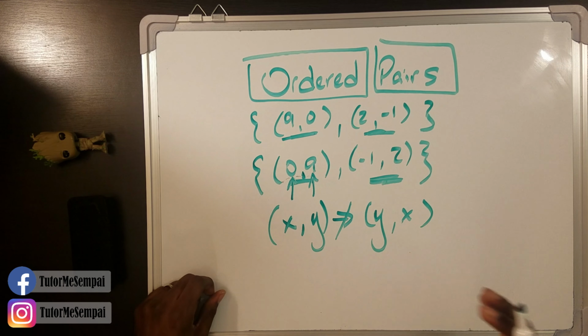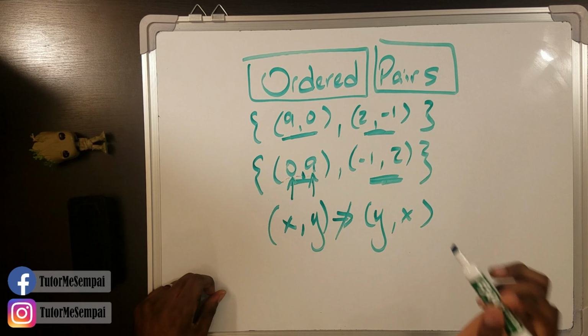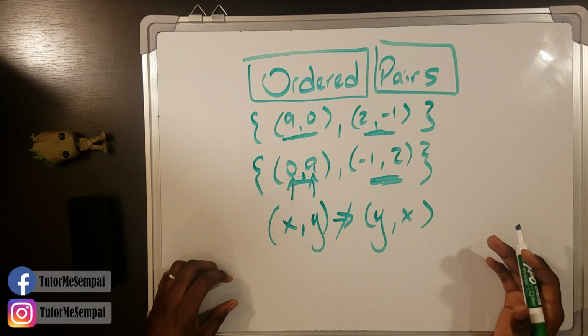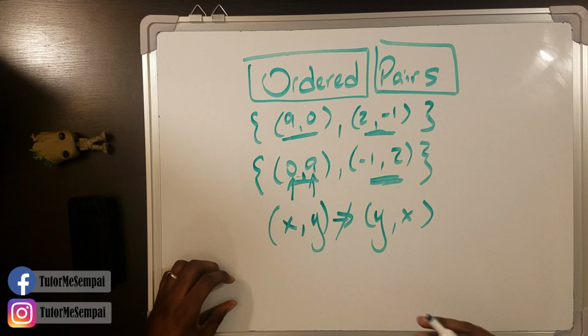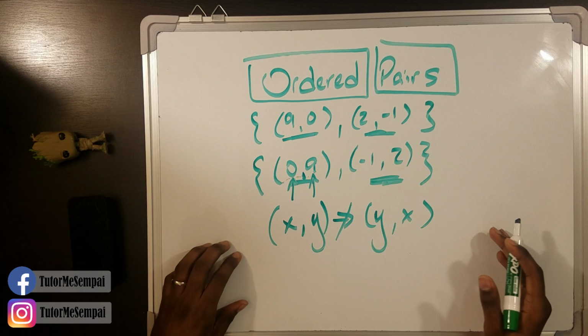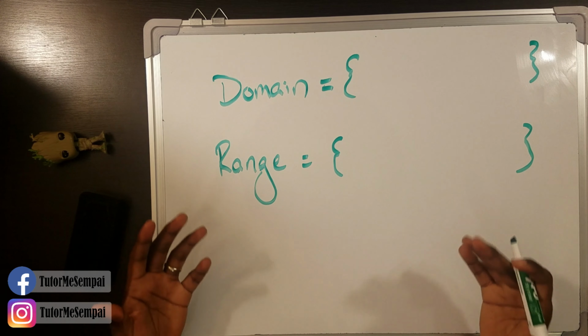So ordered pairs, pair because there's two of them, and ordered because the order matters, is what we're going to be tackling today. In another video, maybe in the future, we'll look at graphs and then also we'll look at functions. But today we're just going to focus on ordered pairs. Now that we're focused on ordered pairs, let's talk about what a domain and range is.